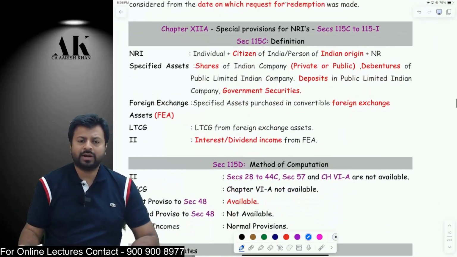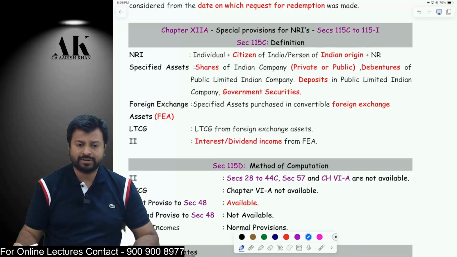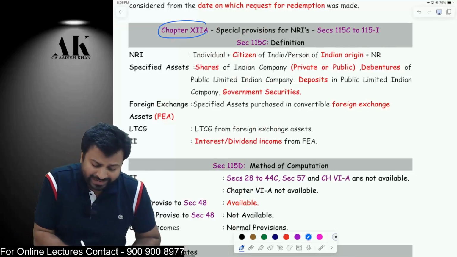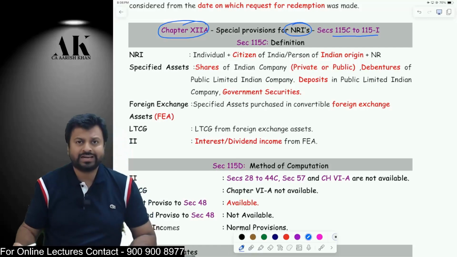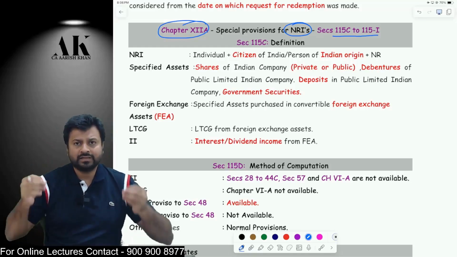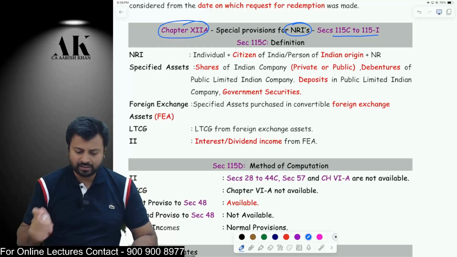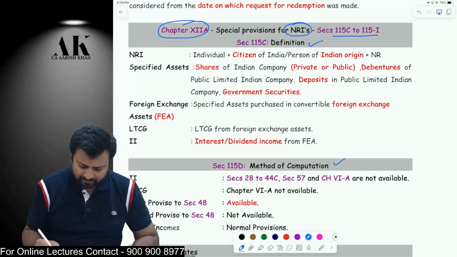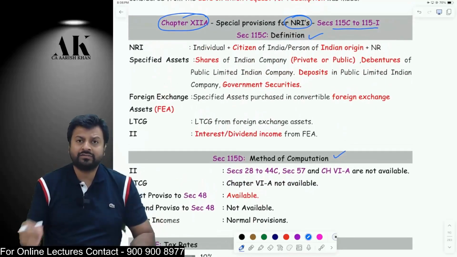Now coming to the next part, which is a very, very important section for your CA final examination from this chapter. That is the provisions of chapter 12A, which is covered under section 115C to 115I and which is applicable to non-resident Indians. Now this is altogether a different chapter in itself, a complete chapter in itself, and therefore there are multiple parts of this chapter. First of all, there is definition, then method of computation, then tax rate, so on and so forth. So first of all, we will try to understand the definitions of this chapter.